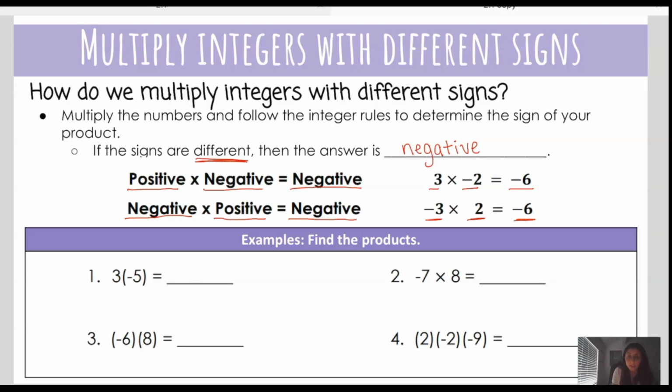Here we have 3 times negative 5. Well, 3 times 5 is 15, and a positive times a negative gets me a negative, right? Our signs are different, so our answer is negative.